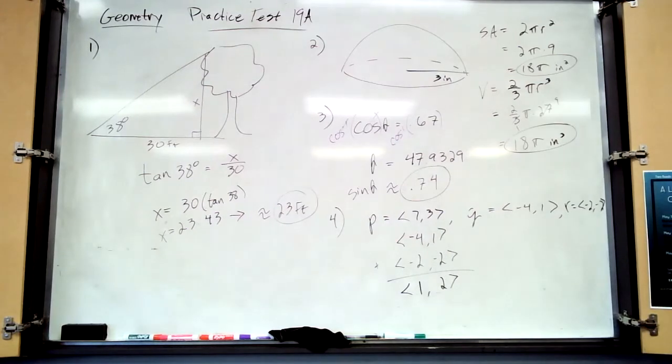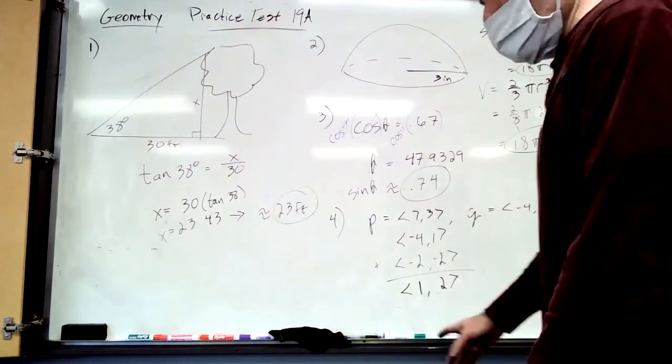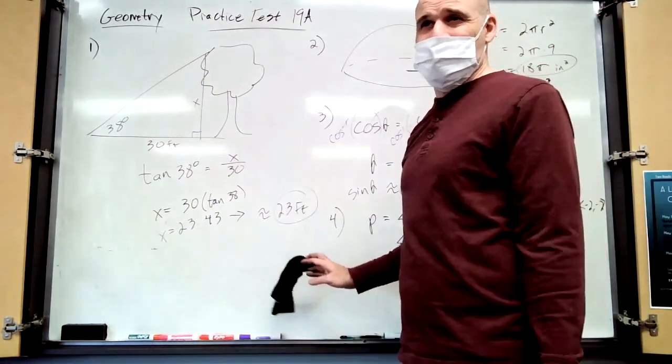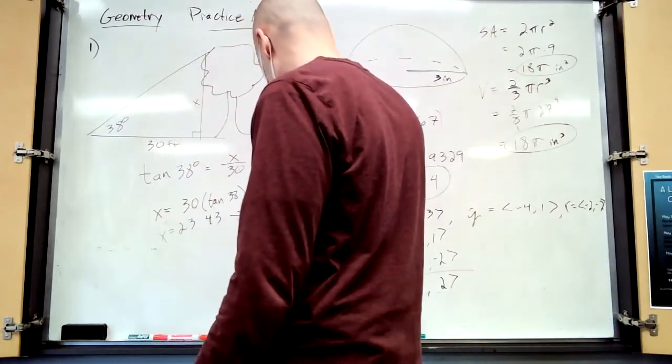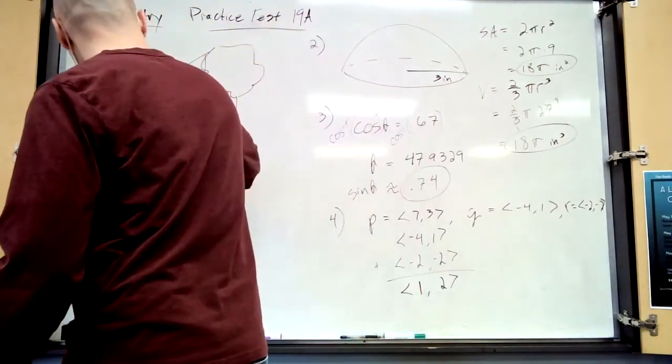So if you were to graph this, go over 7, up 3, and then you go down 4, over 1. And then you go -2, -2. So left 2, down 2, and you end up at 1, 2. Does that make sense? Did I do that right? I think you did. Yep. Okay. So just add all the x's and add all the y's. Easiest question on the test. All right, moving on. Number 5.